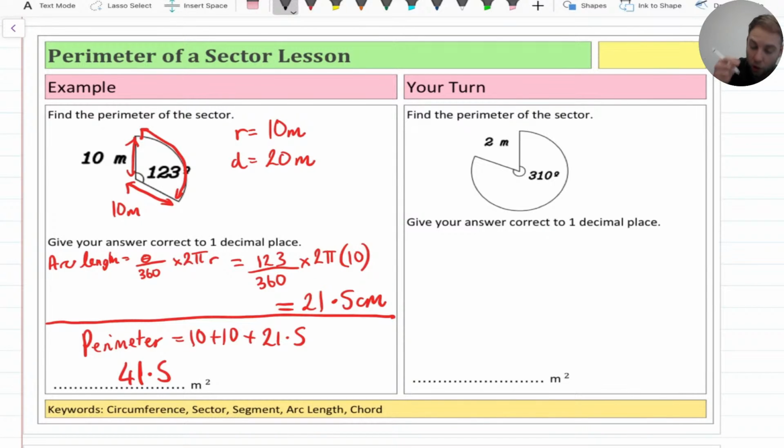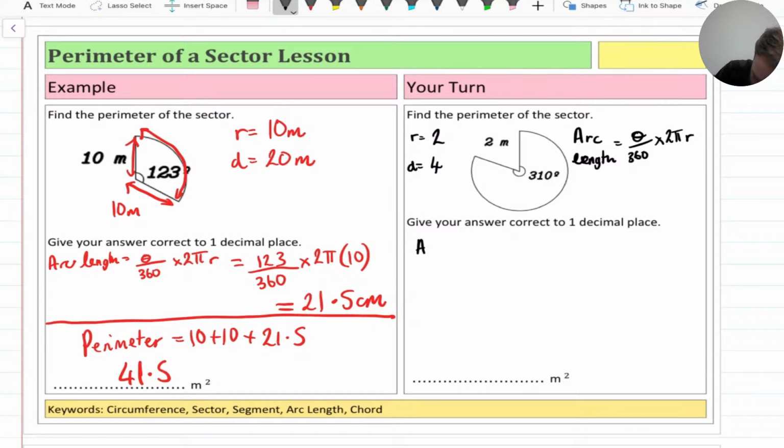So we know that the curved, or the arc length, we did yesterday, which is over here. So we know that the arc length is equal to theta over 360 times by 2 pi r. We're going to write down what the radius and the diameter is first. The radius in this case is 2, the diameter is equal to 4. So let's substitute all this in.